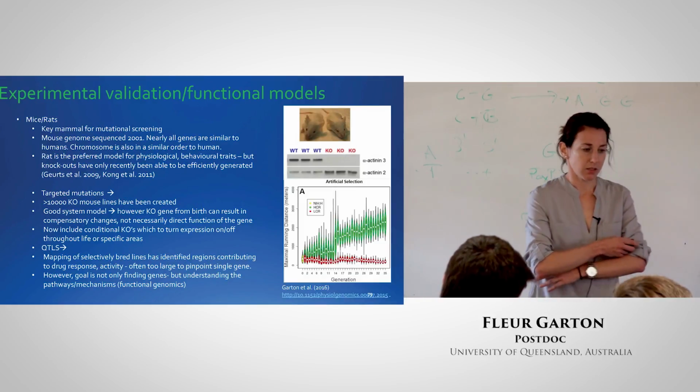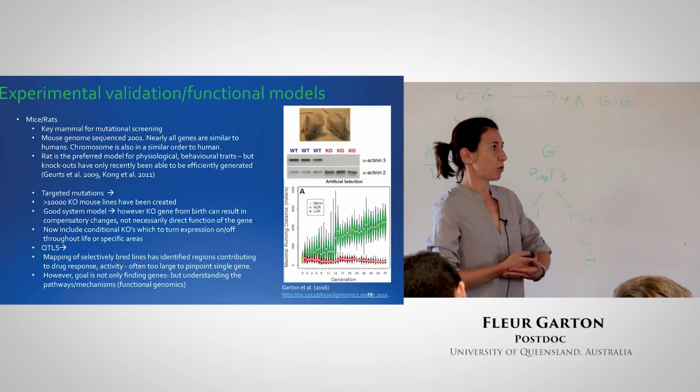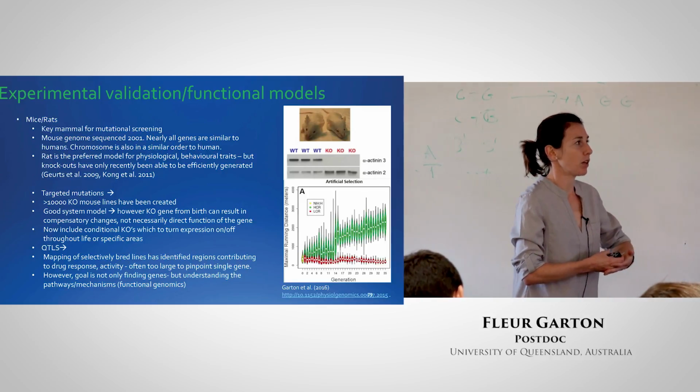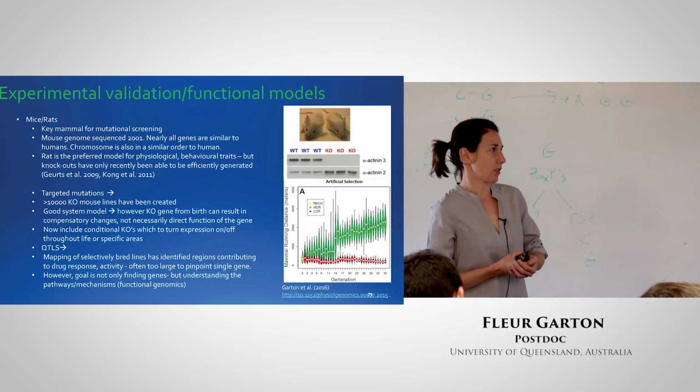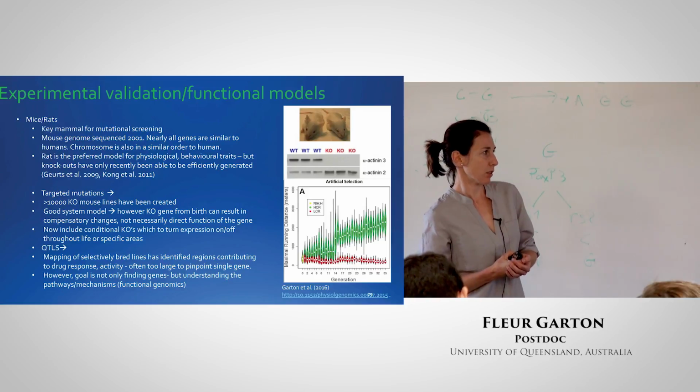Okay, so rodents, mice and rats, these have been a key mammal for mutational screening. The mouse genome was sequenced in 2001. Nearly all genes are similar to humans. The chromosomes are also in a very similar order to humans.